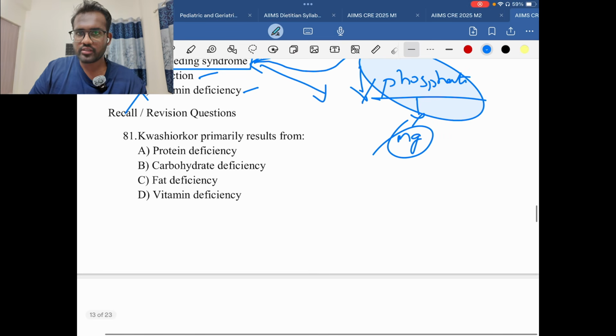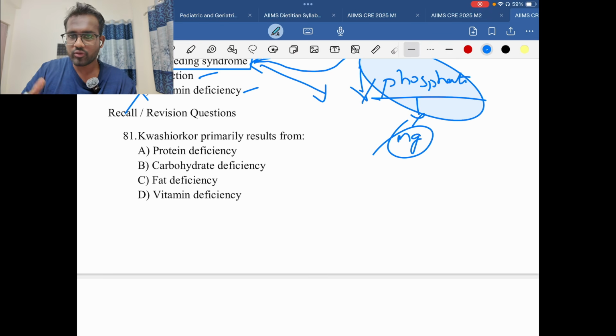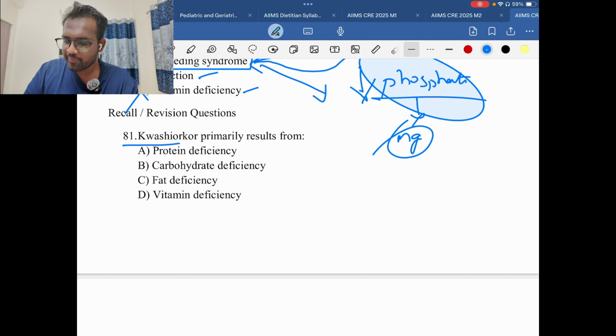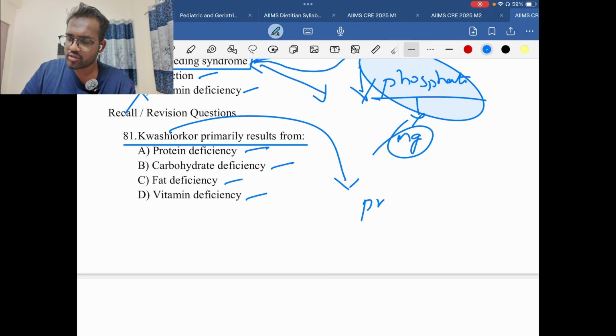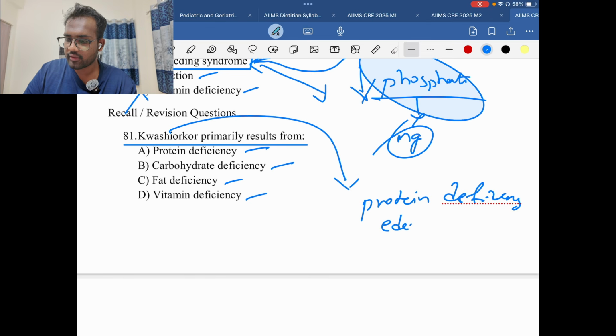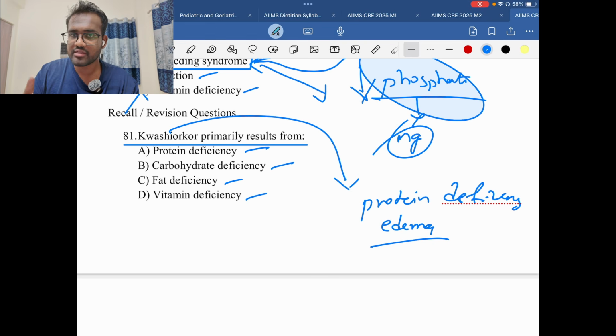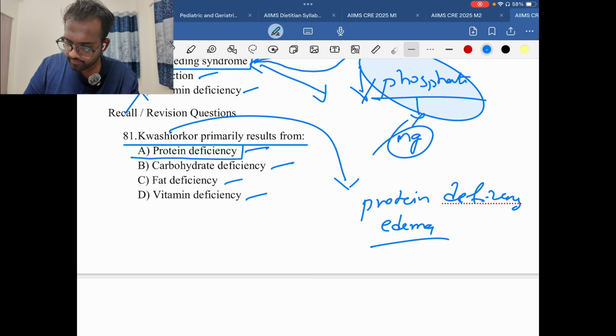There are revision questions from the last part 1, part 2, and part 2 marathons. It will be very helpful for you to remember. Question number 81. Kwashiorkor primarily results from protein deficiency, carbohydrate deficiency, fat deficiency, or vitamin deficiency. Always remember, whenever there is kwashiorkor, it is caused by protein deficiency, together with edema. If edema is present, then it is called kwashiorkor. Edema is a clinical sign of kwashiorkor. So the answer will be A, protein deficiency.